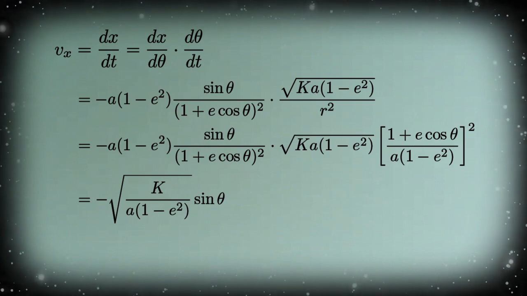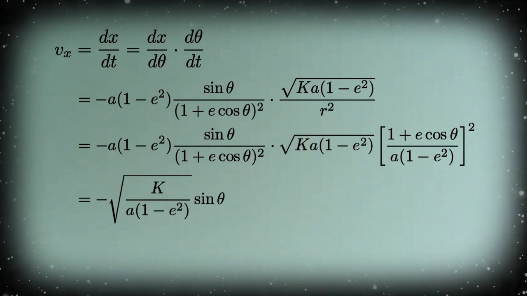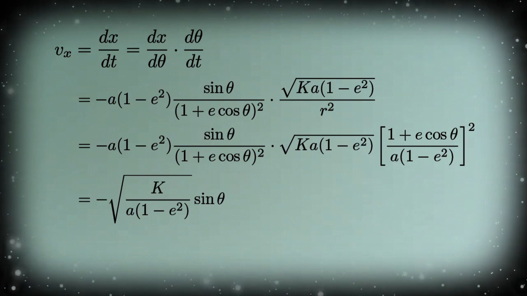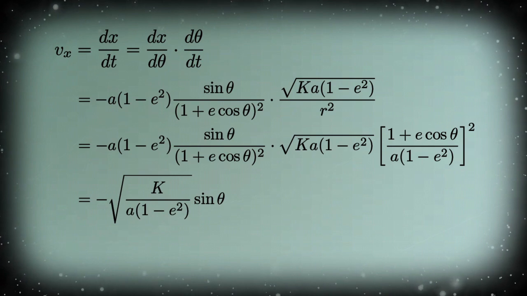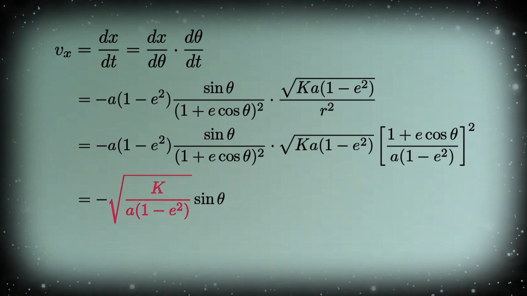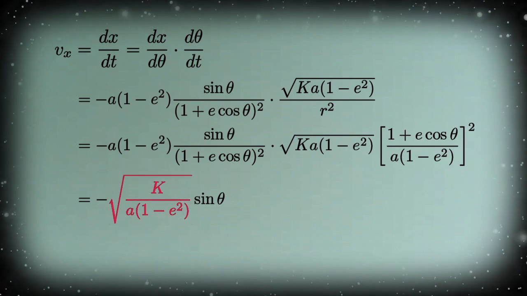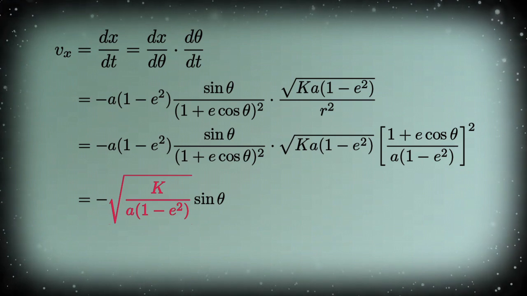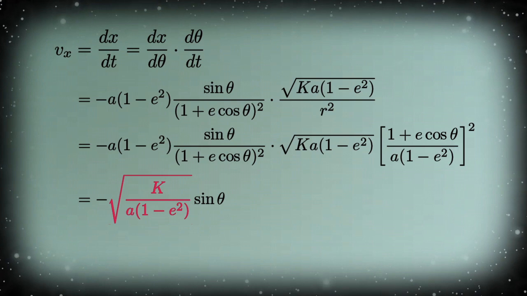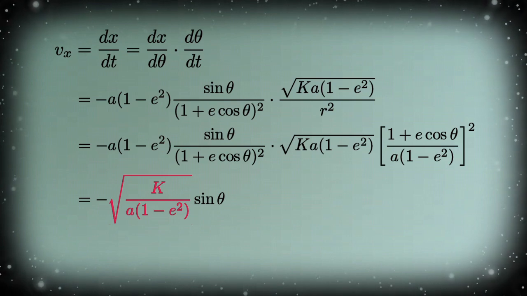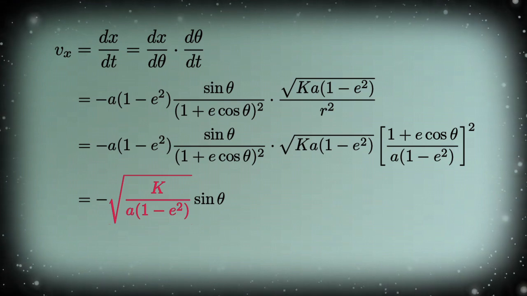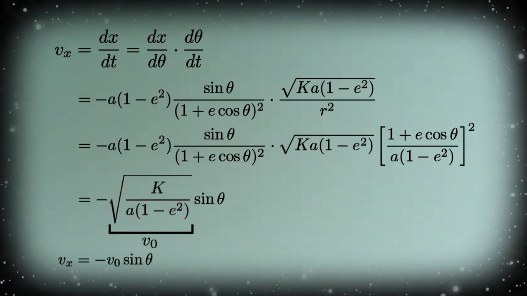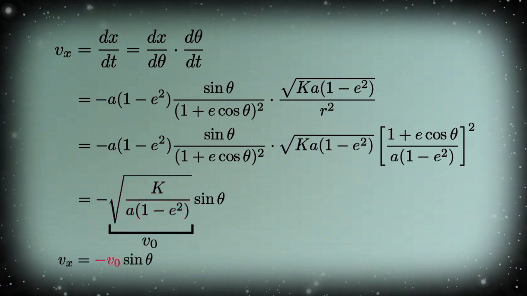That gives Vx is equal to minus the square root of k over a times 1 minus e squared times sine theta. That factor in front of sine theta, it's a constant. It doesn't depend on r or theta or time, and it has units of velocity. So to make the equation look even simpler, let's just name that constant v0. That way Vx is simply minus v0 times sine theta.